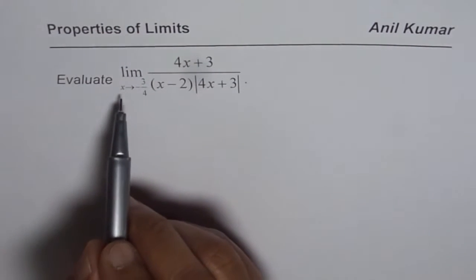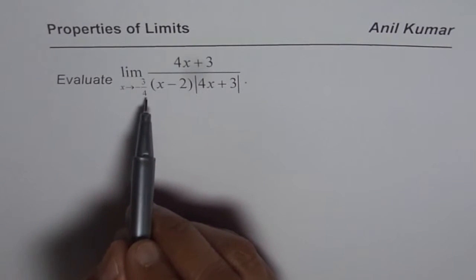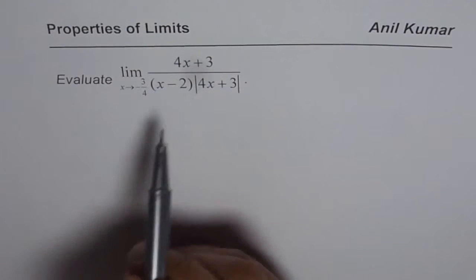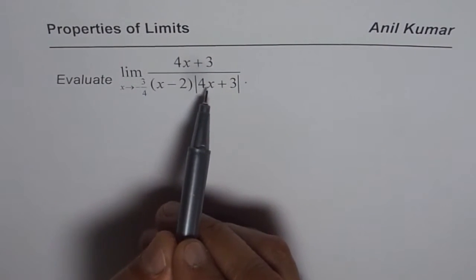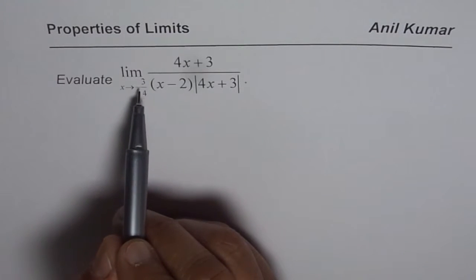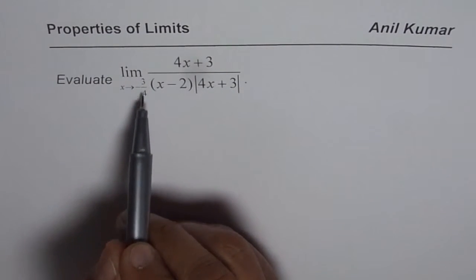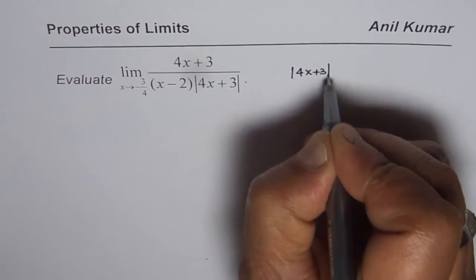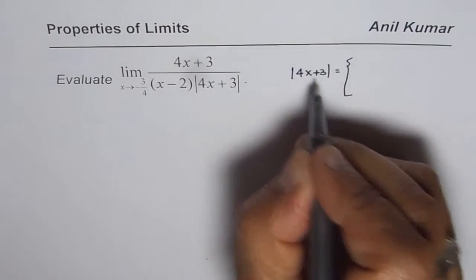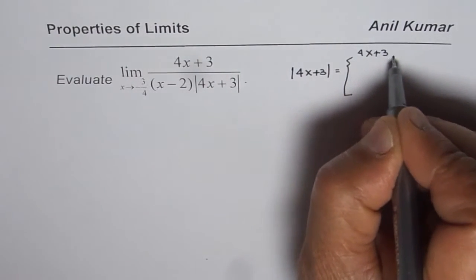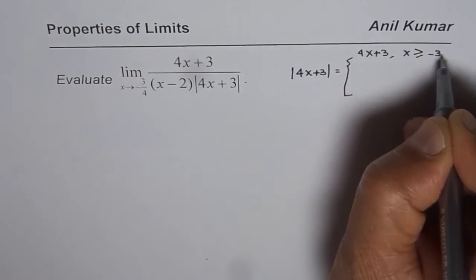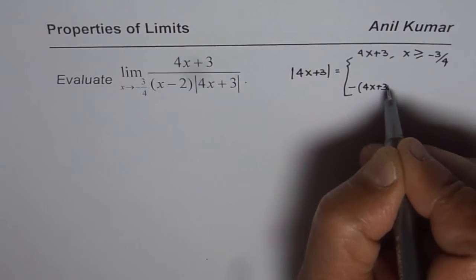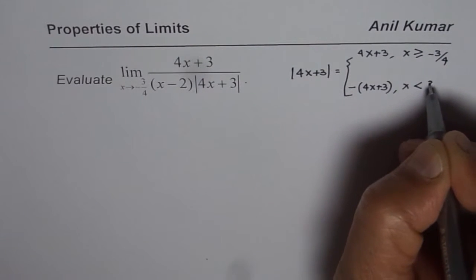What we notice here is that if I substitute x as minus 3 over 4, the numerator is 0 and the denominator is also 0. So the absolute value of 4x plus 3 is 0 for x equals minus 3 over 4. So this function, the absolute value of 4x plus 3, can be written as the positive value 4x plus 3 when x is greater than or equal to minus 3 over 4, and it equals the negative of this value, 4x plus 3, for x less than minus 3 over 4.